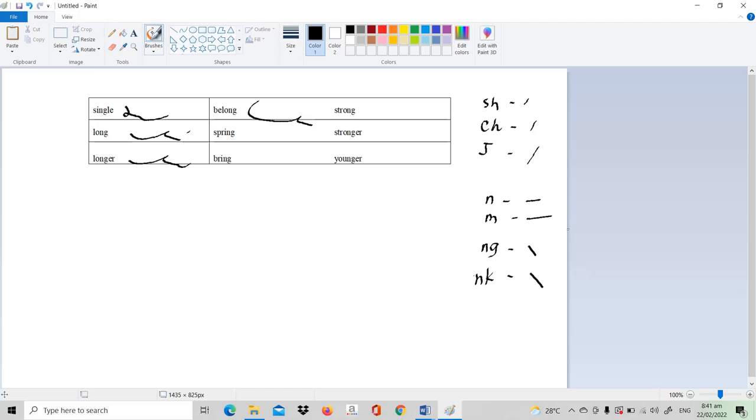Okay, next we have spring. S-P-R-E-N-G. Ulit. S-P-R-E-N-G. Spring. Next, bring. We have B-R-E-N-G.